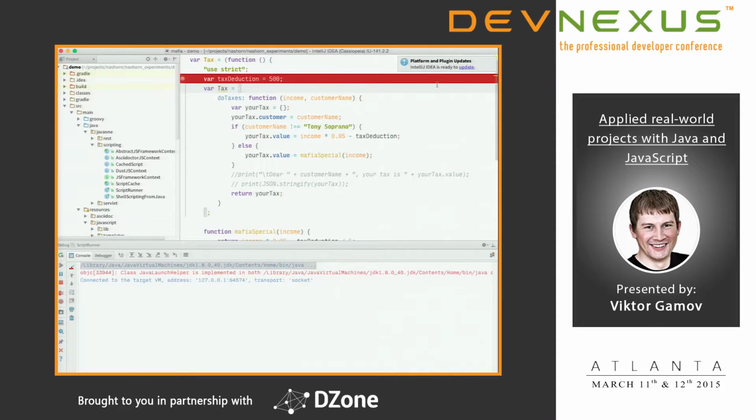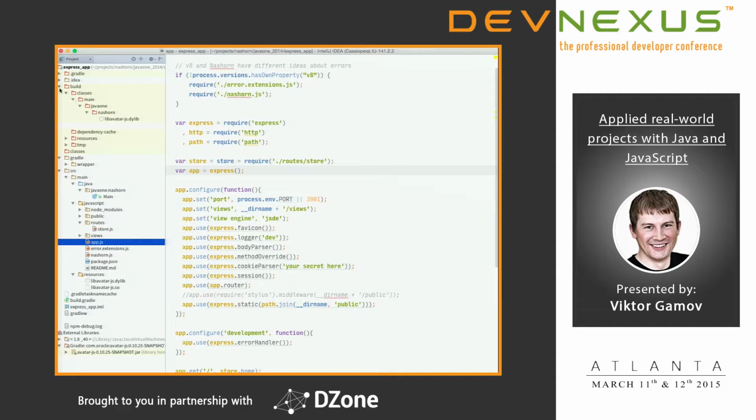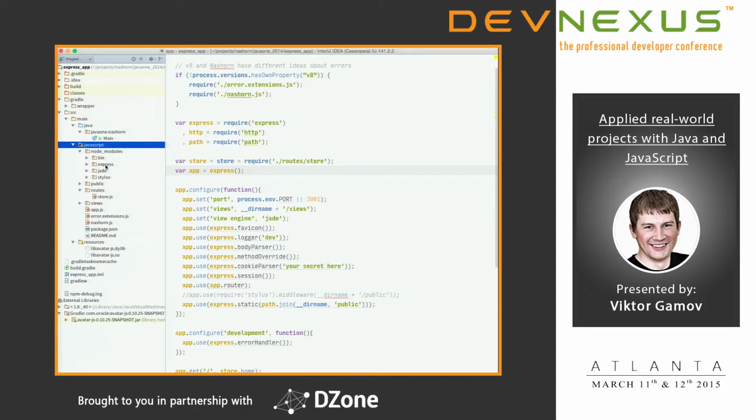So let me show you the actual application. Yeah, so this is the actual application inside my JavaScript folder. Nashorn and Avatar support the same node layout. You see this node_modules folder, the standard place where all node dependencies go. If I open it here, there's Express, Stylus, and other things. And let me run this application.